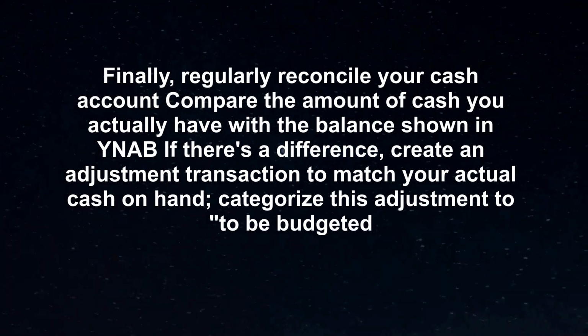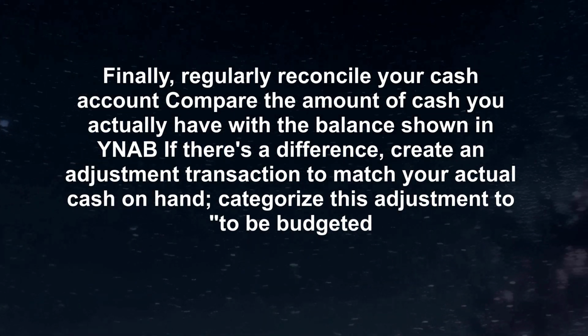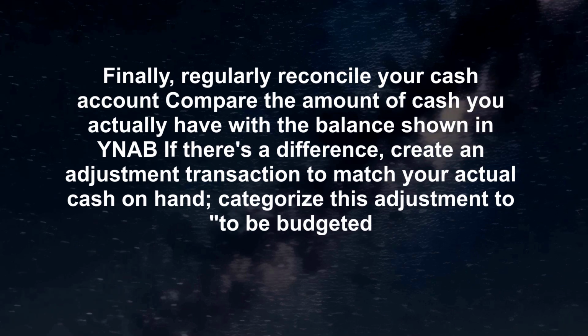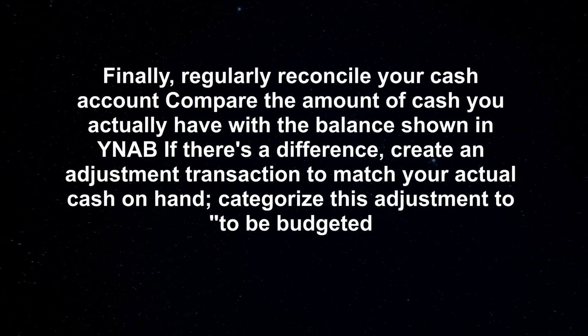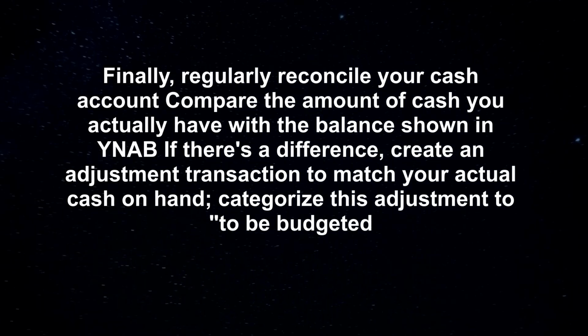Compare the amount of cash you actually have with the balance shown in YNAB. If there's a difference, create an adjustment transaction to match your actual cash on hand. Categorize this adjustment to be budgeted.